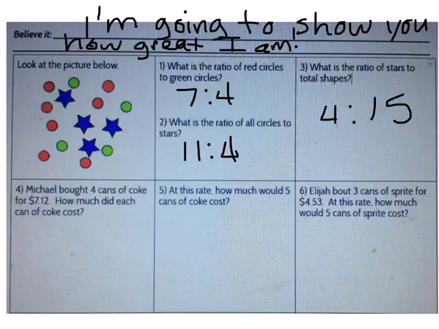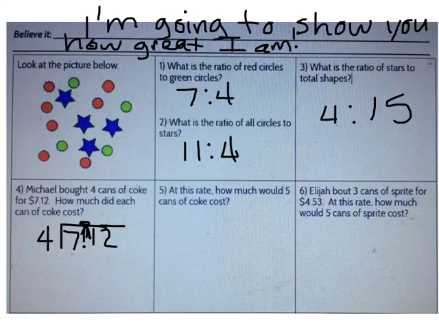Now let's look at number 4. Michael bought 4 cans of Coke for $7.12. How much did each can of Coke cost? So I need to split that price, $7.12, into 4 equal groups to find the cost for one. Remember, when I do a division problem like this, the first thing I need to do is bring my decimal point straight up. Let's start in the ones place.